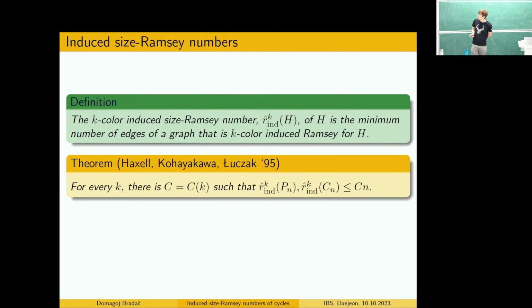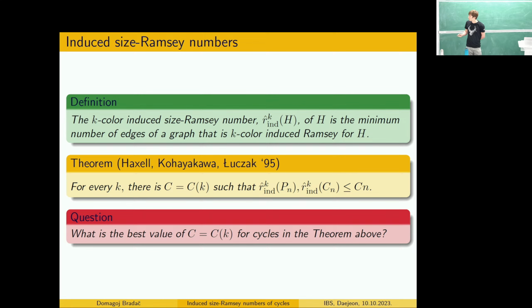Okay, and throughout the talk, I will be talking about this problem. What is the best value of this c that we can put in the theorem above? Okay, so the regime I'm interested in is k is the number of colors, and n is much larger than k. And we want to know how this constant c should grow as the number of colors grows.